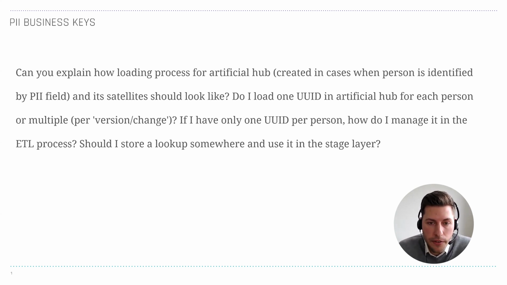The question is also: do I load one UUID, a universally unique number, in the artificial hub for each person, or multiple ones? This is something I didn't get completely, but let me refer to that later. And if I have only one UUID per person, how do I manage it in the ETL process? Should I store a lookup somewhere and use it in the stage layer? So I prepared three different scenarios, or three different solutions.